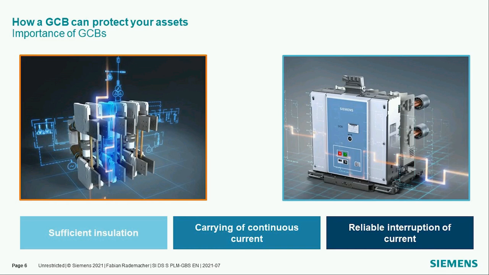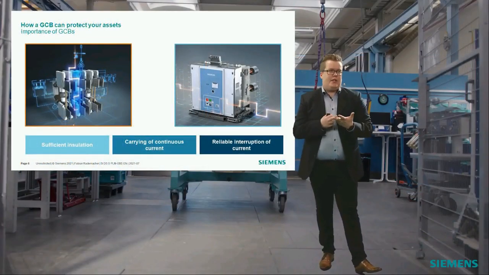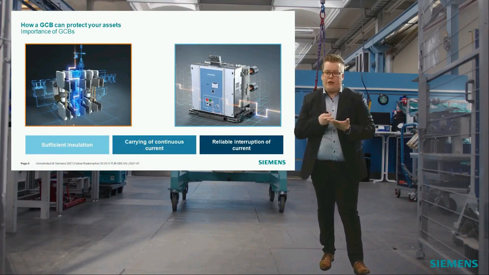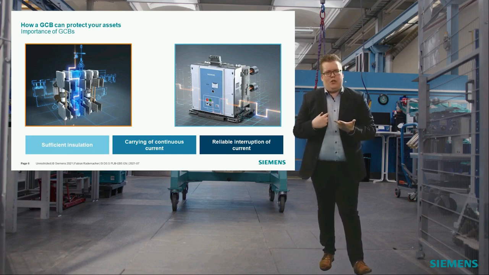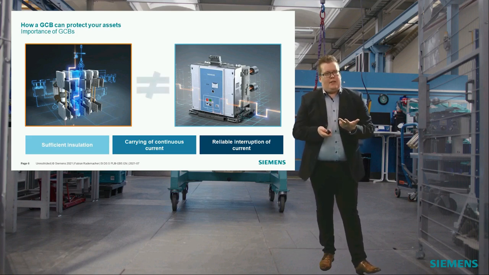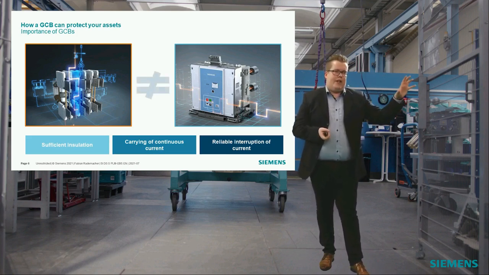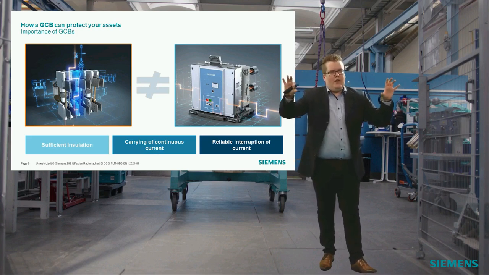needs to be withstood. Second, the circuit breaker itself needs to have a reliable carrying of continuous current. This means that we have to reduce the ohmic resistance within the generator circuit breaker and the distribution circuit breaker to reduce the heat losses. And last but not least, the third point is a reliable interruption of any kind of current. We have to make sure that there's no reignition, no restrike, and that the transient recovery voltage can also be withstood. But as I said, the IEC circuit breakers and the IEEE circuit breakers are not the same.